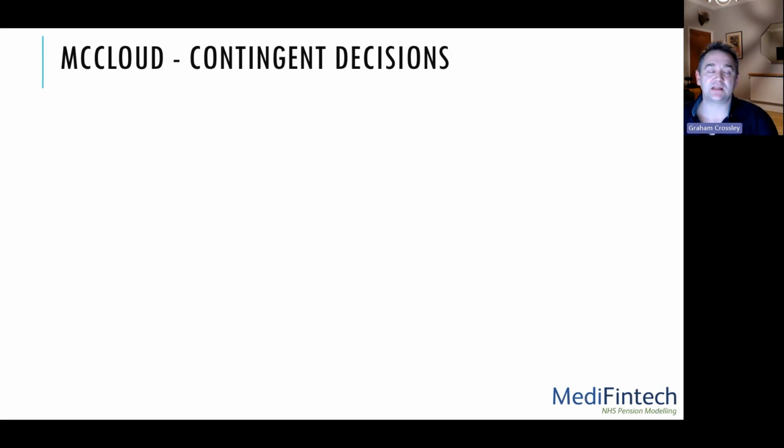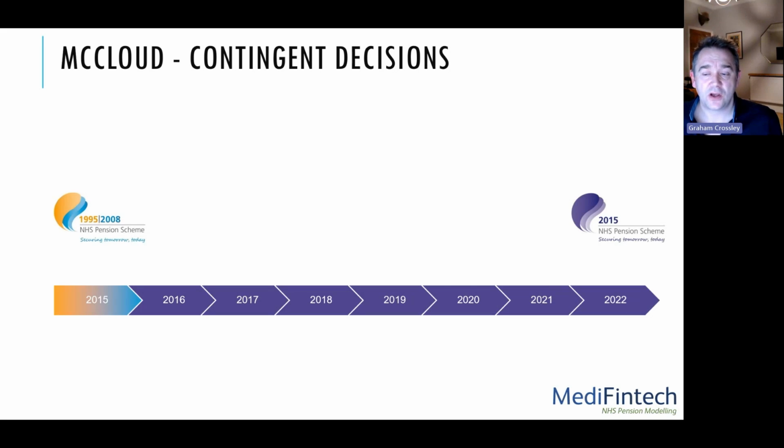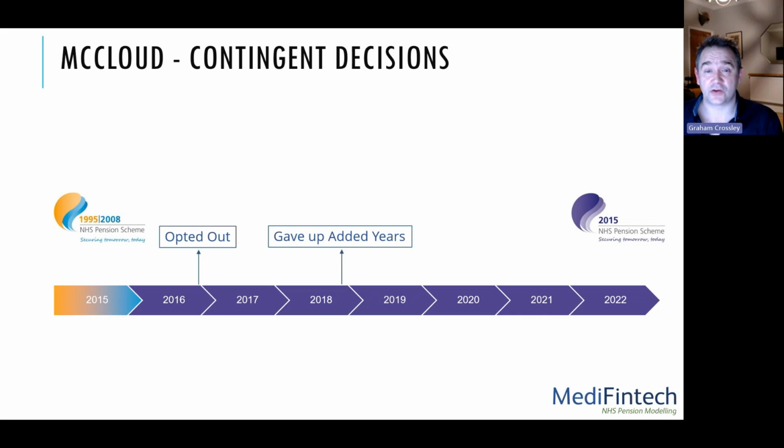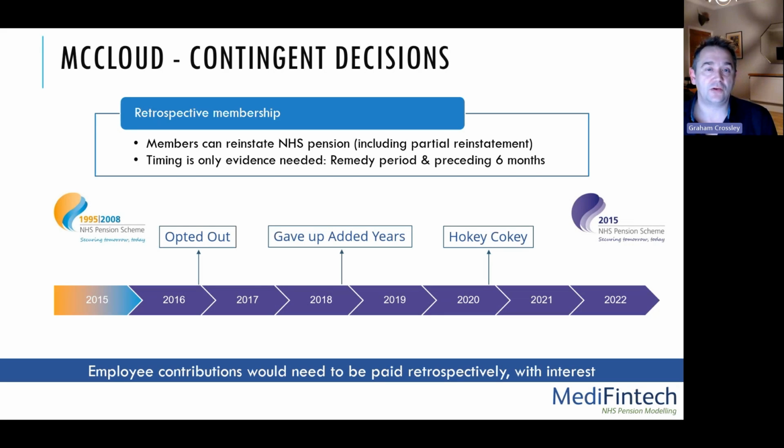£16,265. Now, there's another element of McCloud that you need to be made aware of, and that's called contingent decisions. We've seen since the introduction of the 2015 scheme, members have opted out, they've given up valuable added years contracts, or they've hokey-cokeyed where they've left the scheme and rejoined, left the scheme again and rejoined, all to try and control that annual allowance growth mechanism. The government have confirmed that you can have retrospective membership, you can buy back those periods where you were opted out, you can buy back those added years contracts, including partial reinstatement as well.